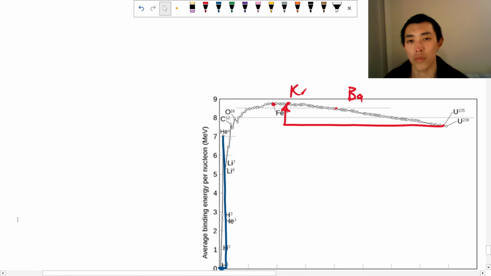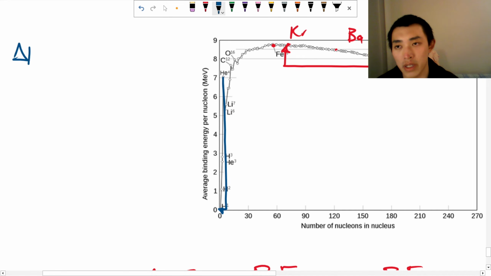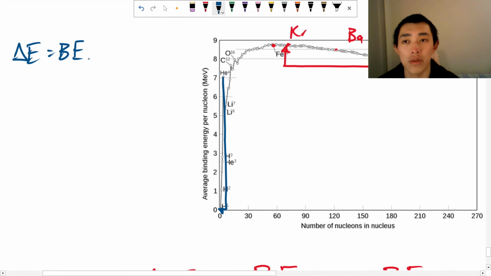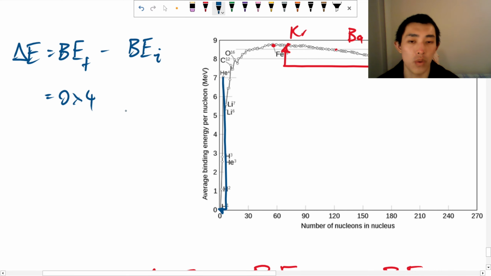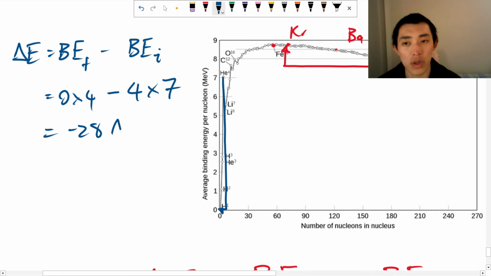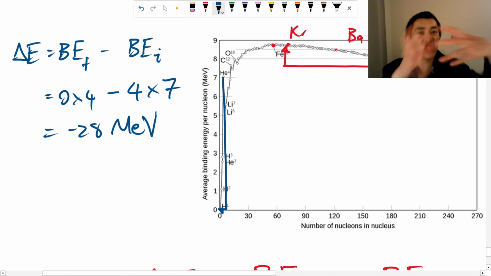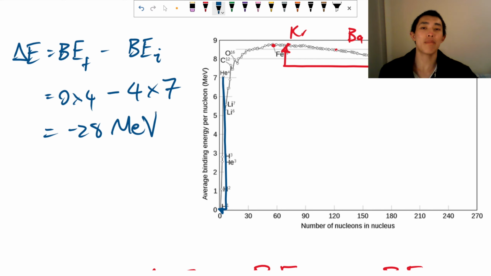So we can say that delta E is equal to binding energy final minus binding energy initial. And so what's our final binding energy? It's going to be that of 0 times 4, because it's all hydrogens, minus my initial, which is going to be 4 times 7. So there's going to be negative 28 mega electron volts. So if I was to fission helium back into hydrogen, I'll need to put in 28 mega electron volts. So if you go from a higher to a lower, you lose energy. If you go from lower to higher, you gain energy.